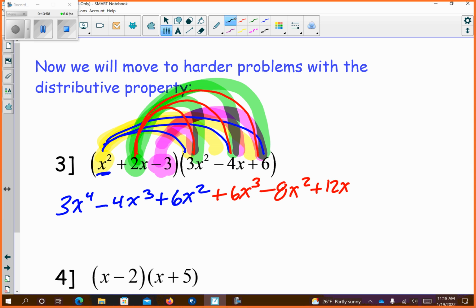All right. Then we're going to take negative 3 times 3x squared. What's negative 3 times 3x squared? Negative 9x squared. Agree? And negative 3 times negative 4x is? Positive 12x. Good. And then negative 3 times 6 is negative 18. Okay, so the different colors represent the different ones being distributed.